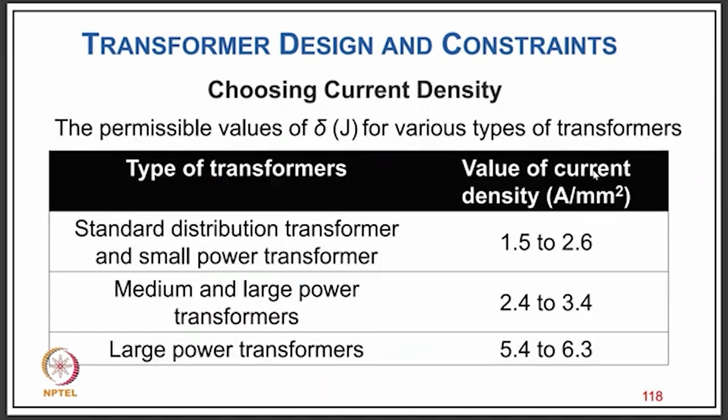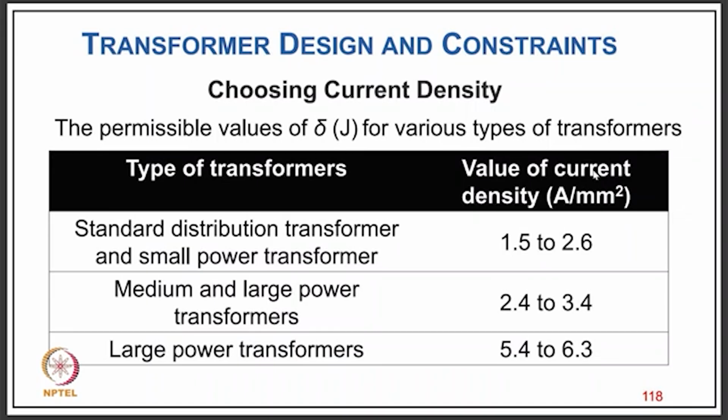So the permissible value of current density, that we call either J or sigma, varies for various types of transformer. For standard distribution and small power transformers, the current density we take is about 1.5 to 2.6 ampere per millimeter square, considering natural or air cooling. For medium and large transformers, it is of the order of 2.4 to 3.4 ampere per millimeter square, and large power transformers, which go with better cooling, use 5.4 to 6.3 ampere per millimeter square. But these are the typical guidelines.